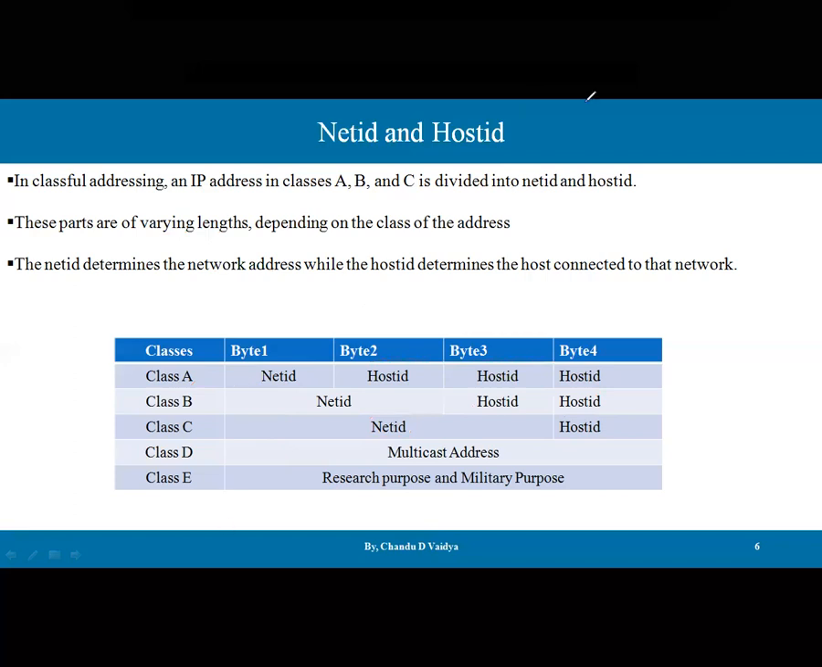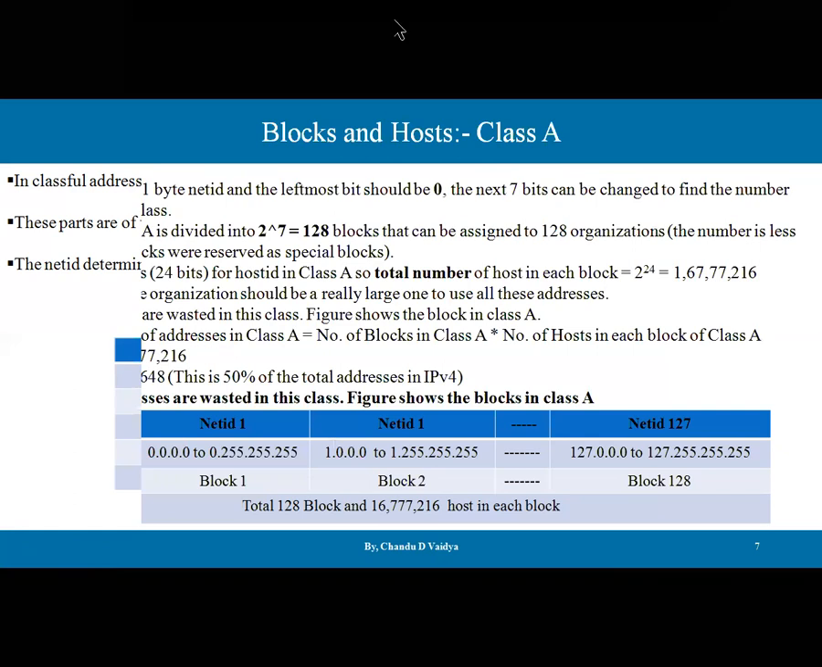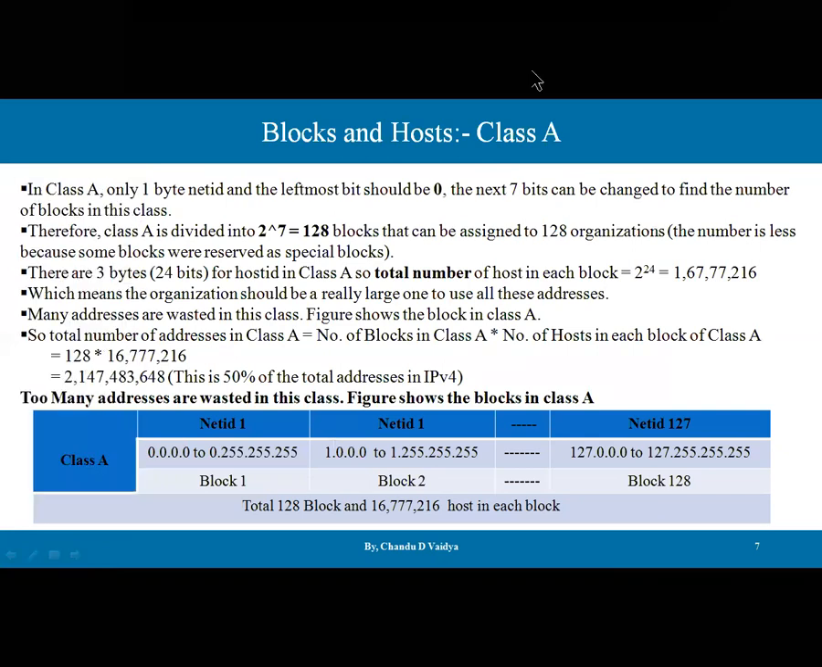Here we have to calculate the number of blocks available and how many addresses each block comprises, and that needs to be calculated on the basis of the net ID and host ID portions. So let's see what the block size of every class is. If we talk about the first class, as we all know, only one byte is the net ID.